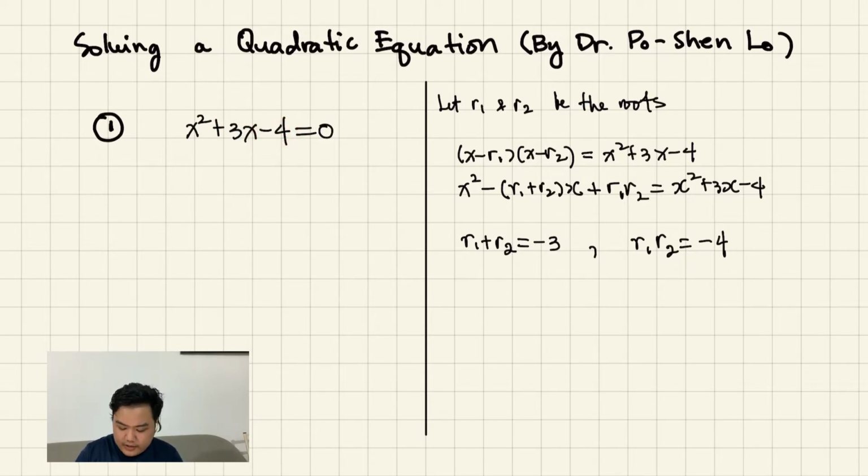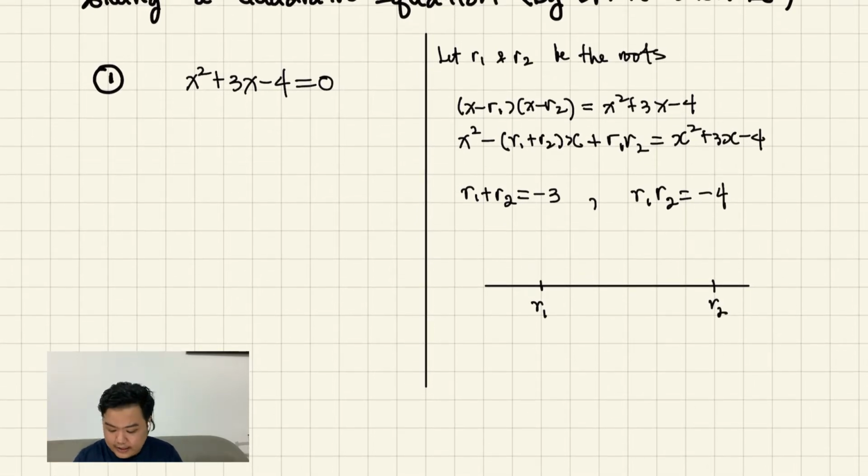Okay, so dito naisip ni Dr. Po-shen Law na kung meron kang sum ng dalawang numbers, let's say nasa number line na lang sila, if you add them, tapos kinuha mo yung average nila, anong mangyayari? Let's say this is R1 and this is R2. If you get the average of two numbers, ang makukuha mo is yung number na nasa gitna nila. So in this case, this is R1 plus R2 divided by 2. Ang gusto natin si R1 and R2.